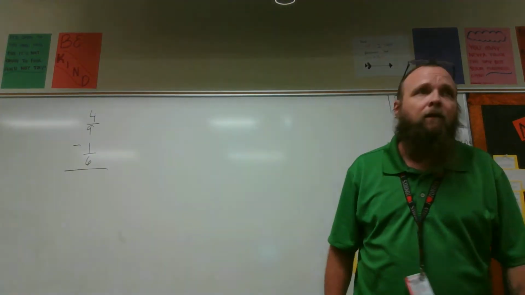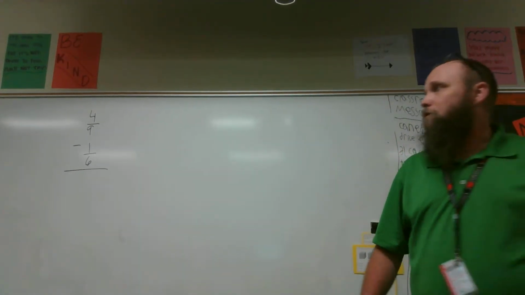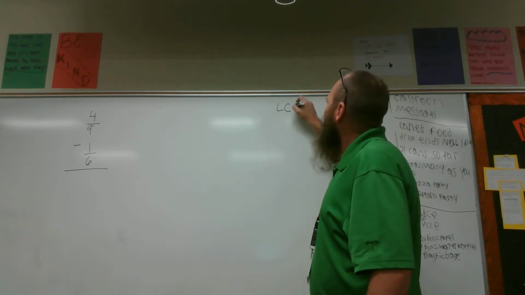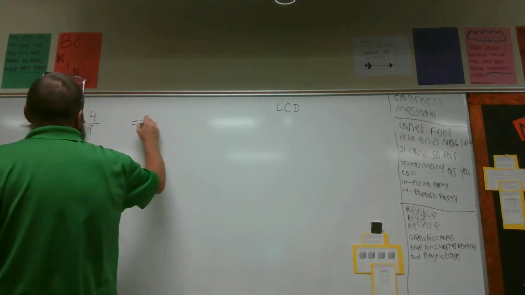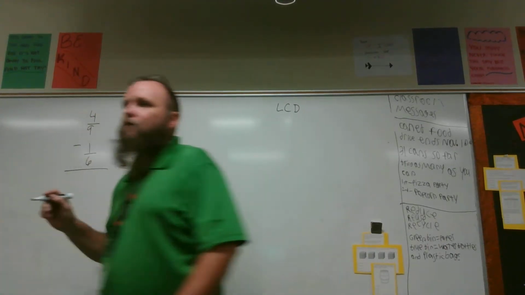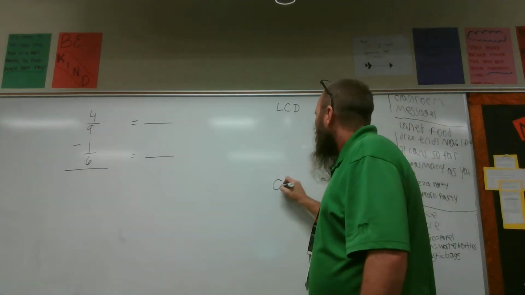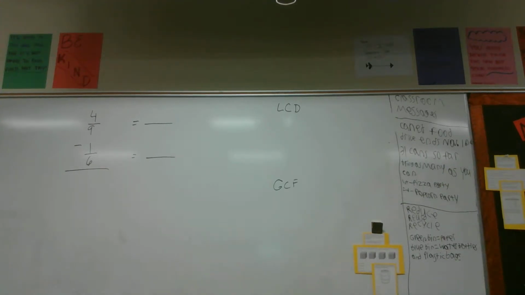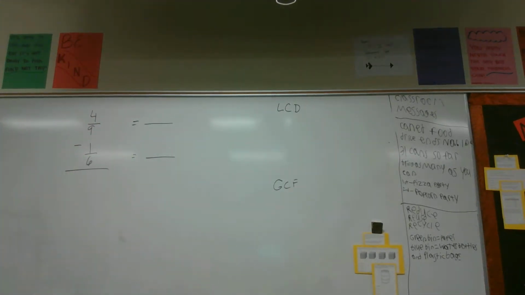All right, so the first thing, we're going to have to do the following things in order to subtract these two fractions. We're going to have to find the least common denominator. Troy, you with me? Yes, sir. We're going to have to change these fractions so they are equivalent using that least common denominator. Then we're going to have to find the greatest common factor to see if we can simplify the difference of these two fractions. So those are our 3 steps we have to do.